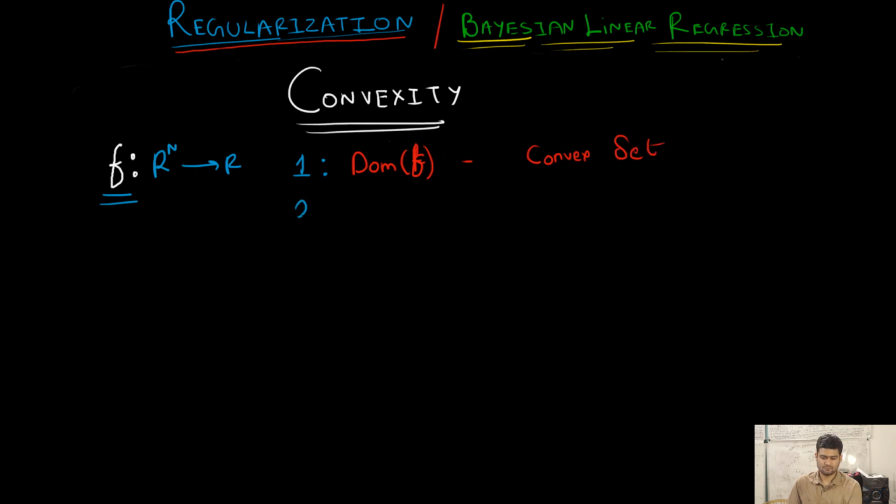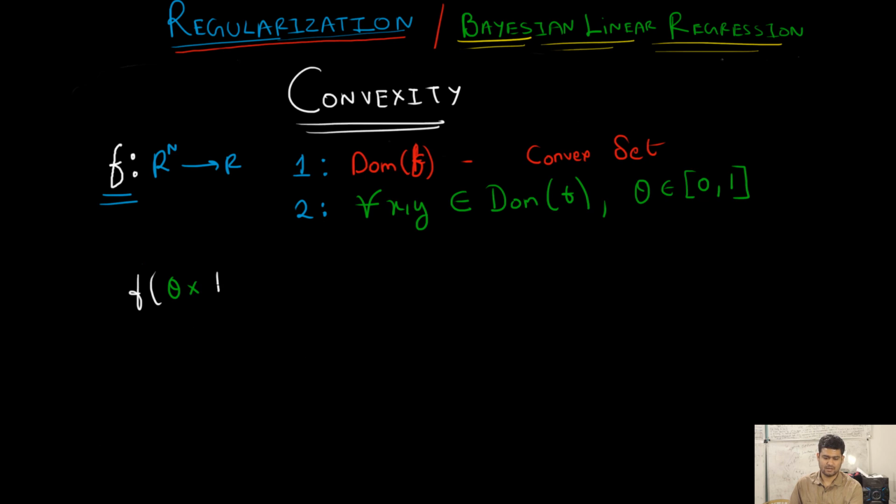And second, for all x, y that belong to the domain of the function, and any theta which is between 0 and 1, the following inequality holds. f of theta x plus 1 minus theta y is less than or equal to theta times f of x plus 1 minus theta times f of y.